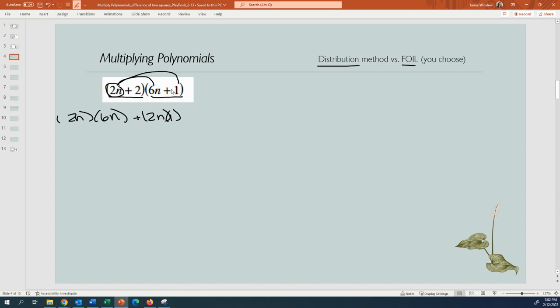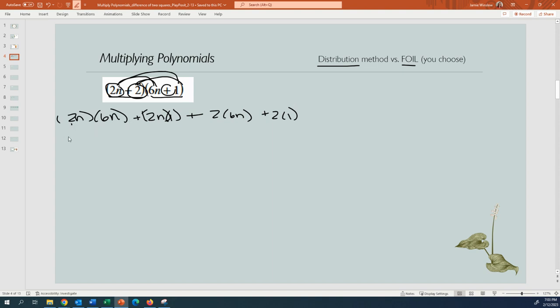I put a plus there because there's a plus here, right? And then we're going to do the second term, 2 times 6n and 2 times 1. So each term in the first binomial, you have to distribute to the second. And then you just simplify.